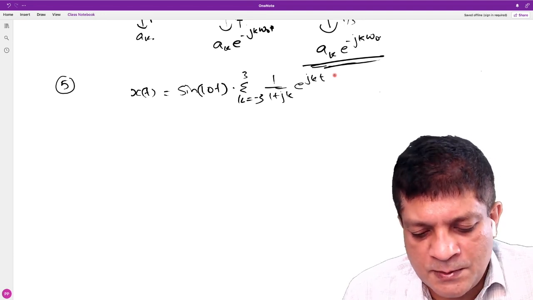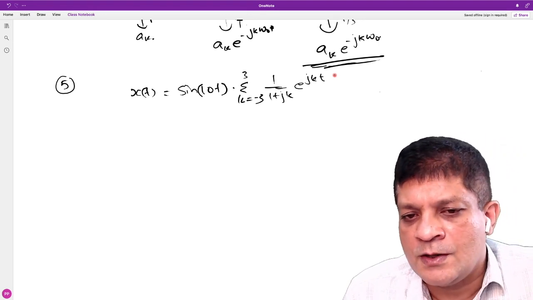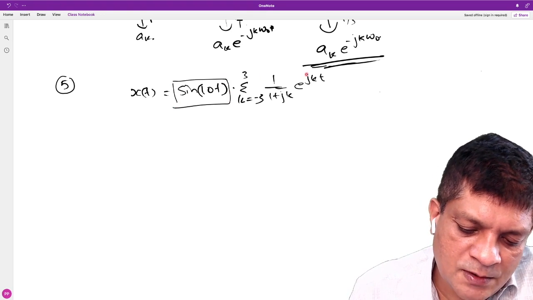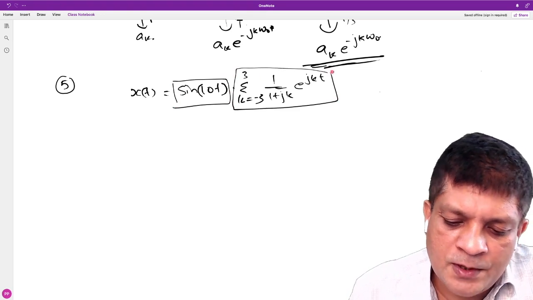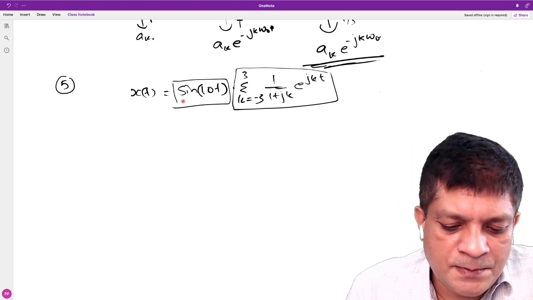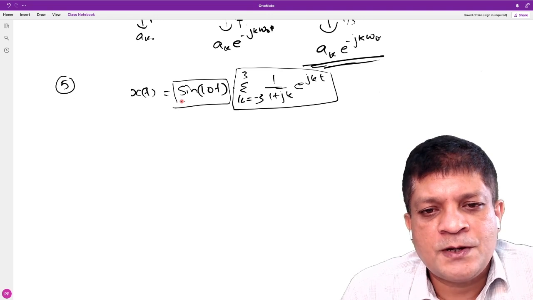I will explain two methods. One is using the multiplication property. What is the multiplication property? Can we consider this as a sum of the product of two periodic signals? Is sin(10t) a periodic signal? Yes, sir. What is the period of that?